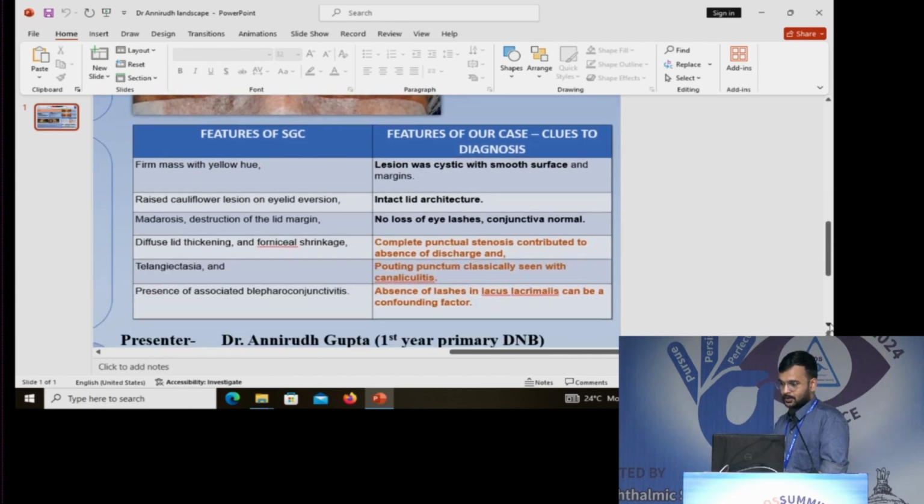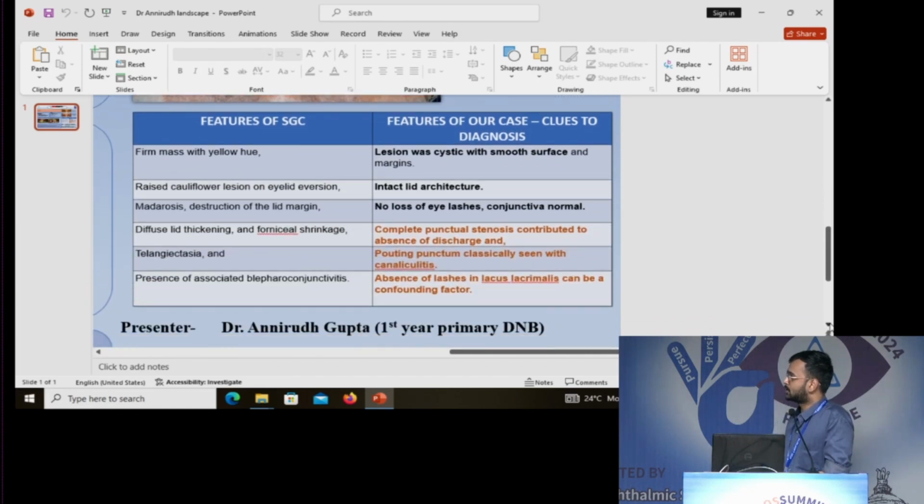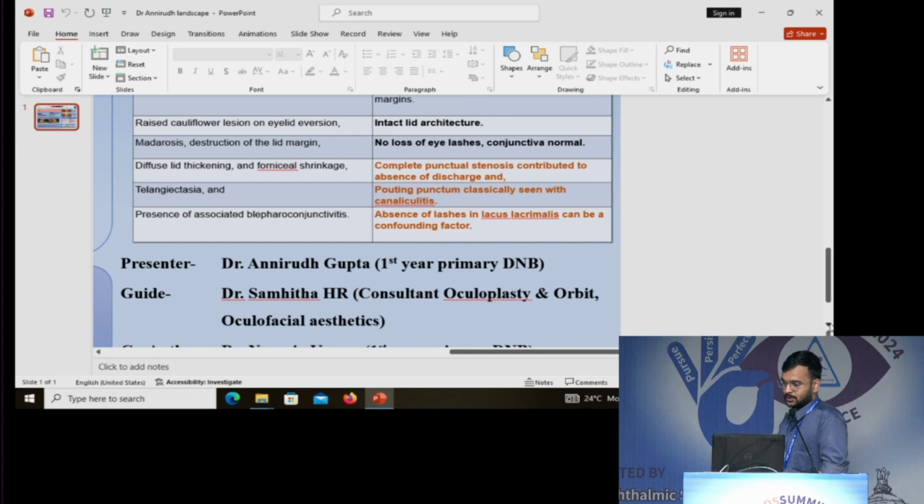What clinched the diagnosis of chronic canaliculitis was that there was no involvement of the conjunctiva, the lid margins were normal, and the lid lashes were normal. SGC is an aggressive tumor, which has a cauliflower-like growth, madarosis, destruction of the eyelid margins, diffuse lid thickening and telangiectasia. But in this case, the swelling was in the lacus lacrimalis region, which is usually devoid of eyelashes. That is why it might have been misdiagnosed as SGC.